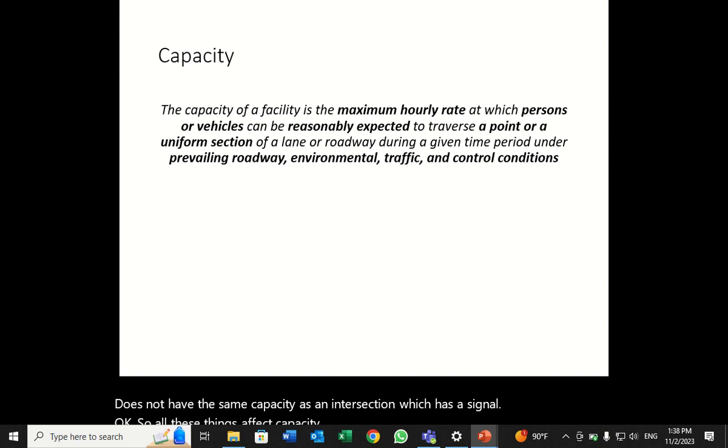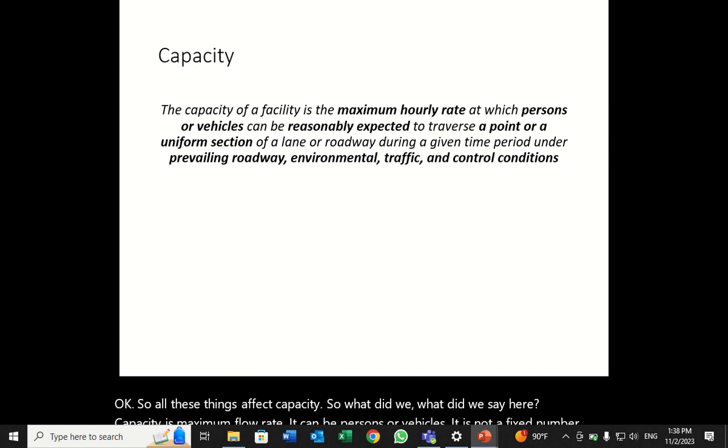So what did we say here? Capacity is maximum flow rate. It can be persons or vehicles. It is not a fixed number, it's a reasonable expectation.